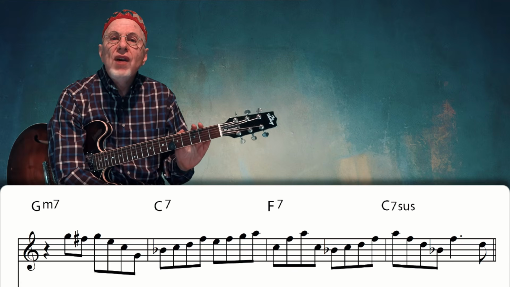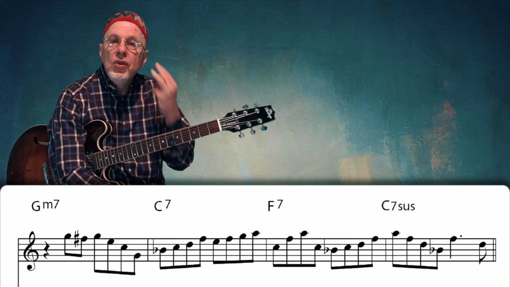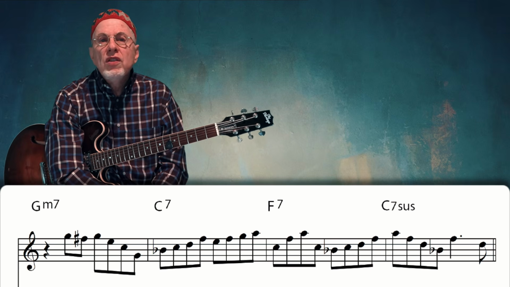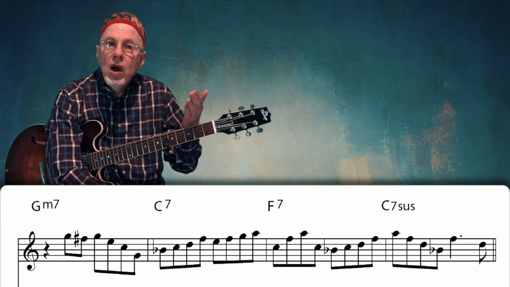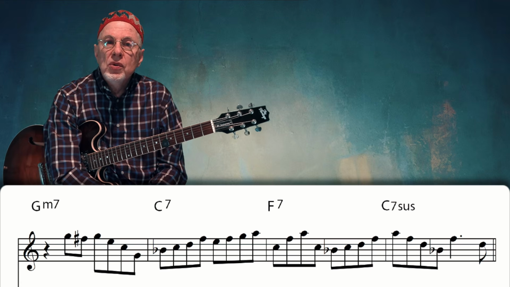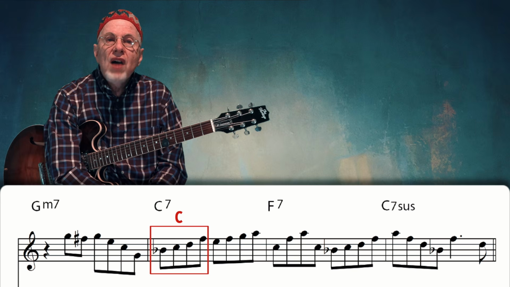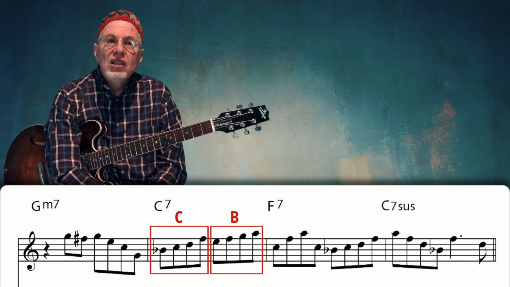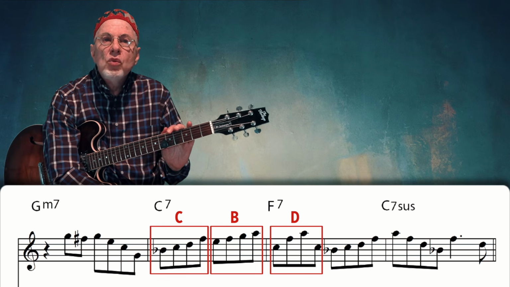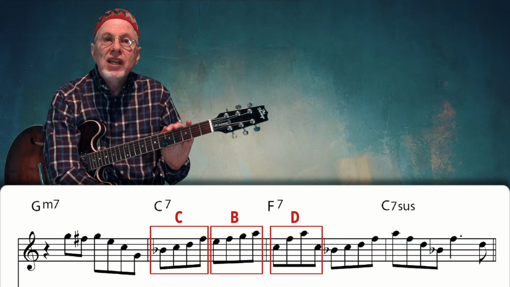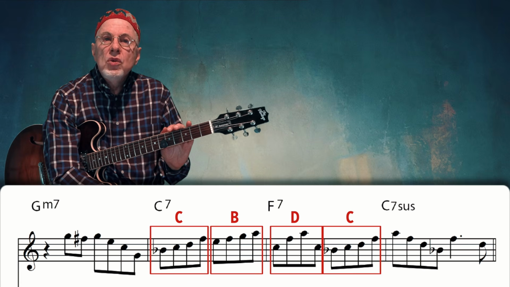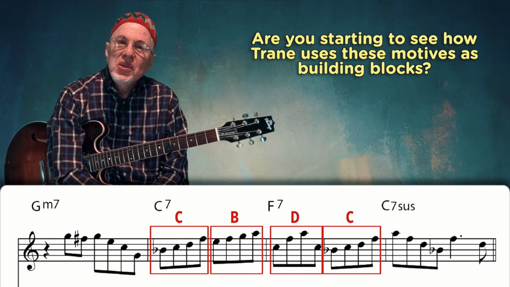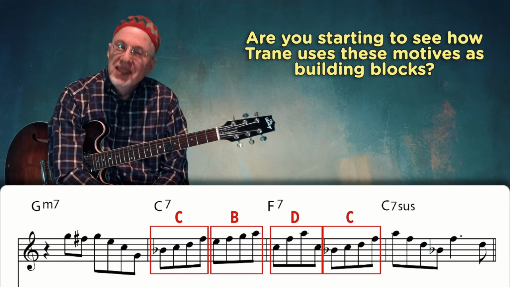In the second chorus, we find that Coltrane plays these same 3 motives again. This is in measures 22 and 23, which again is over the final 5-4-1 progression of a traditional blues. You can see the 1, 2, 3, 5 tetrachord in the first half of the second measure, followed by the scalar fragment. And in the third measure, we have the triad in second inversion, followed again by another 1, 2, 3, 5 tetrachord. Are you starting to see how Train uses these motives as building blocks? Listen.